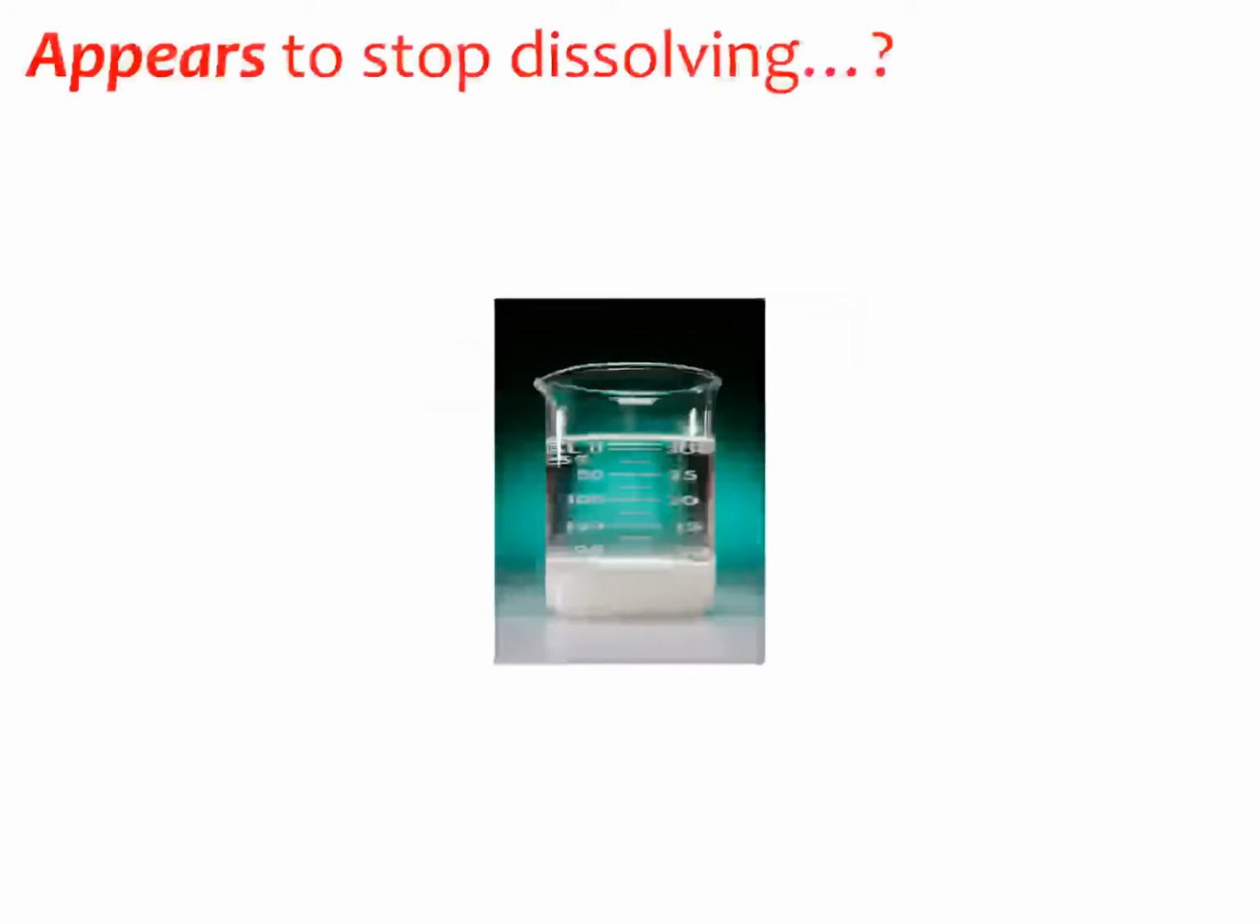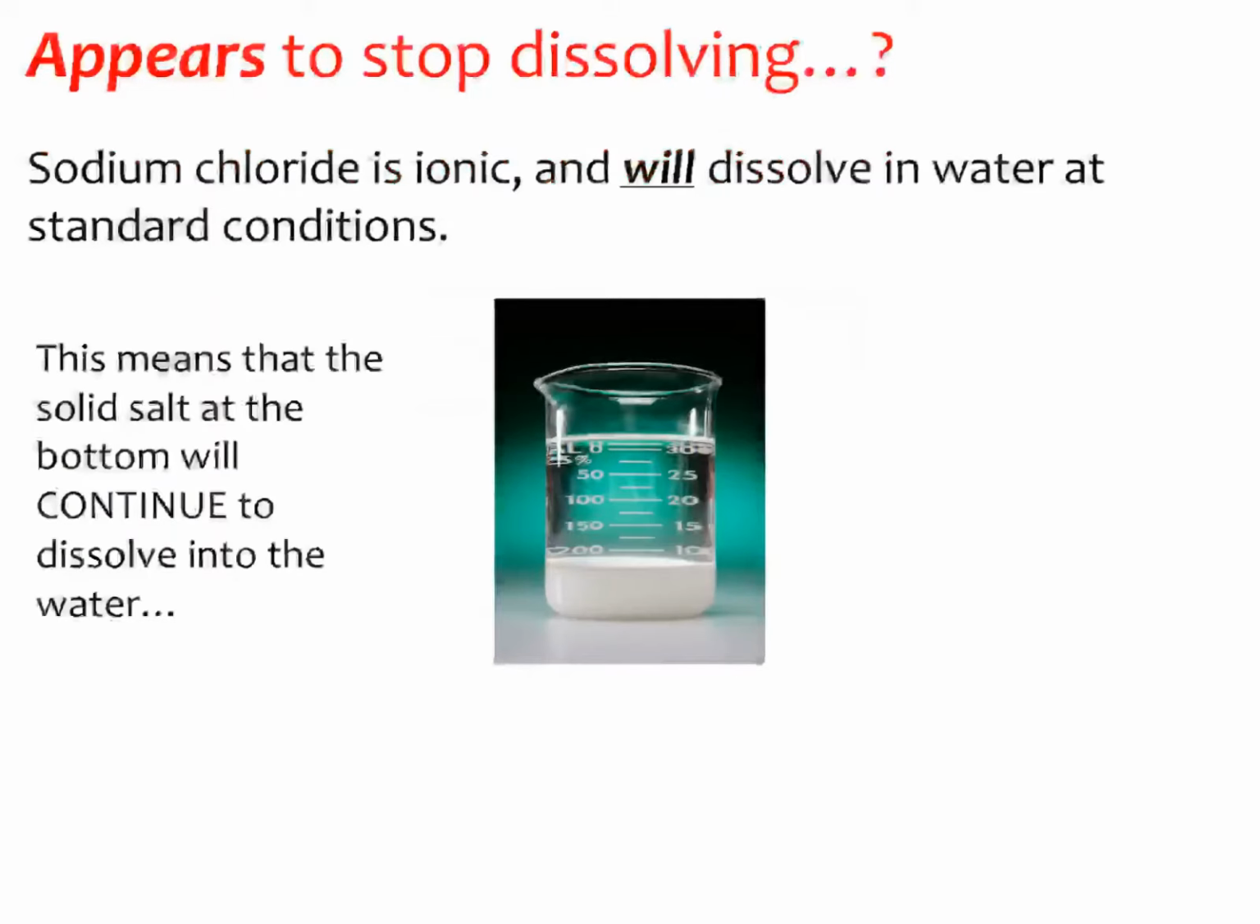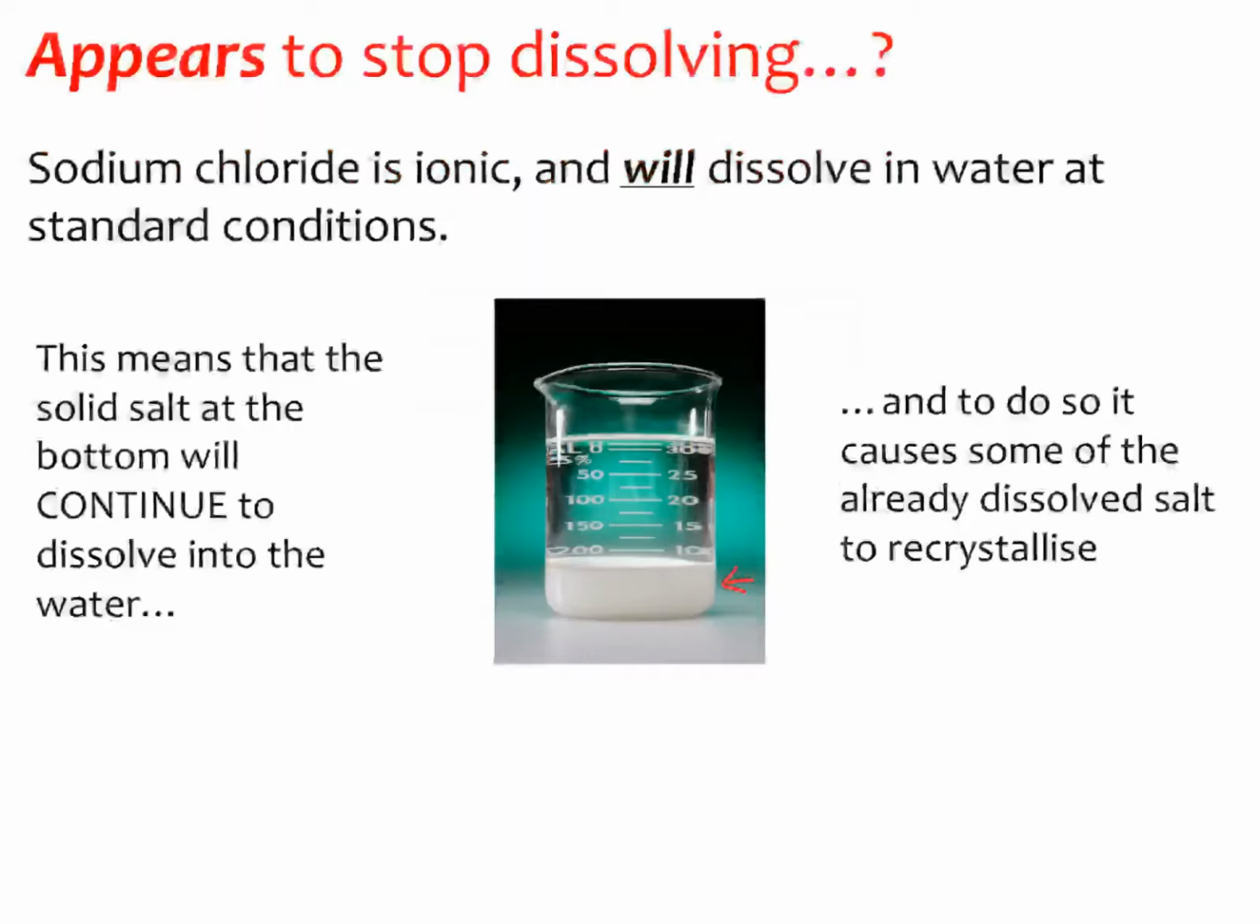But I use the term appears to stop dissolving. So we need to think, what is actually happening? And if we think through the chemistry, sodium chloride is ionic, and that means that it will dissolve in water at standard conditions. If you put something ionic into water, it will dissolve. This means that the solid salt at the bottom of that beaker will continue to dissolve in the water, because solid ionic substances will dissolve in water. But for that to happen, some of the already dissolved salt that's in the solution has to crystallise and turn back into a solid.